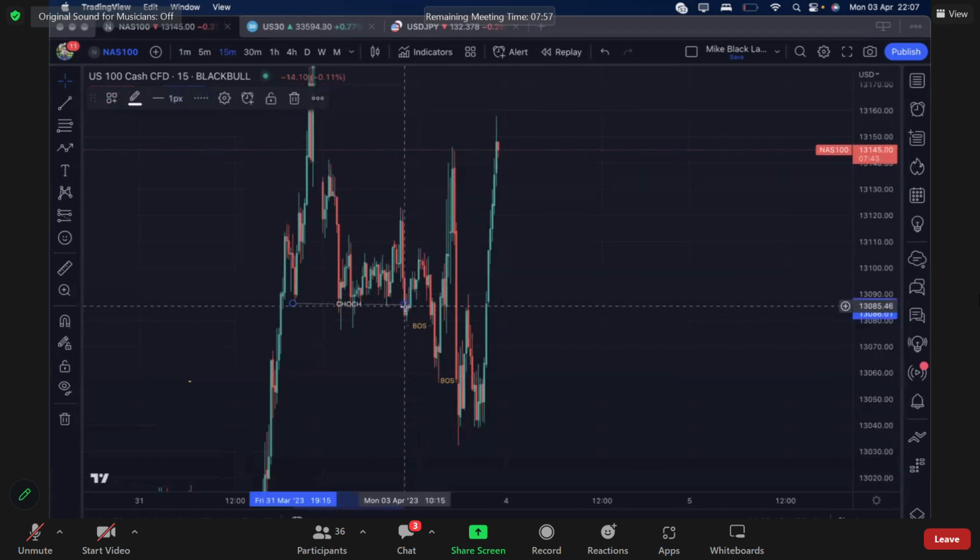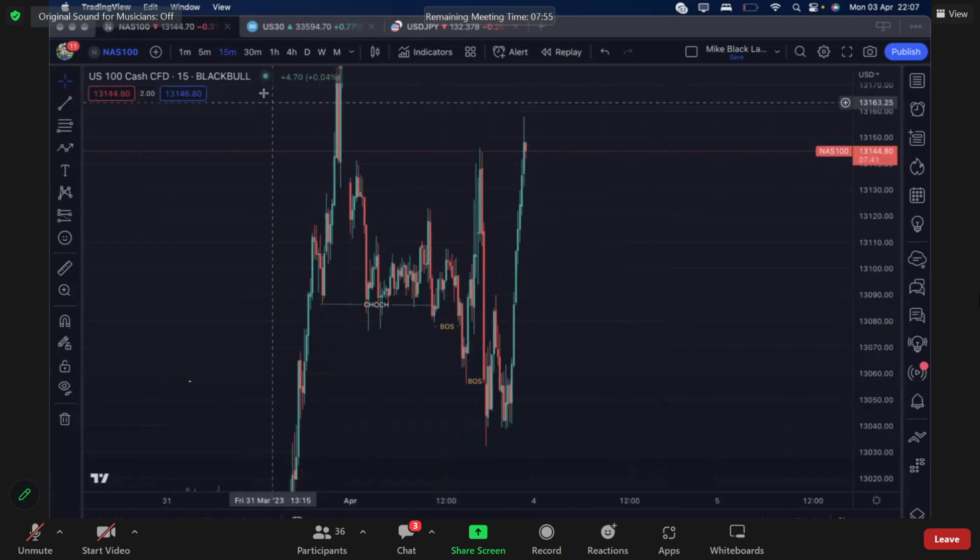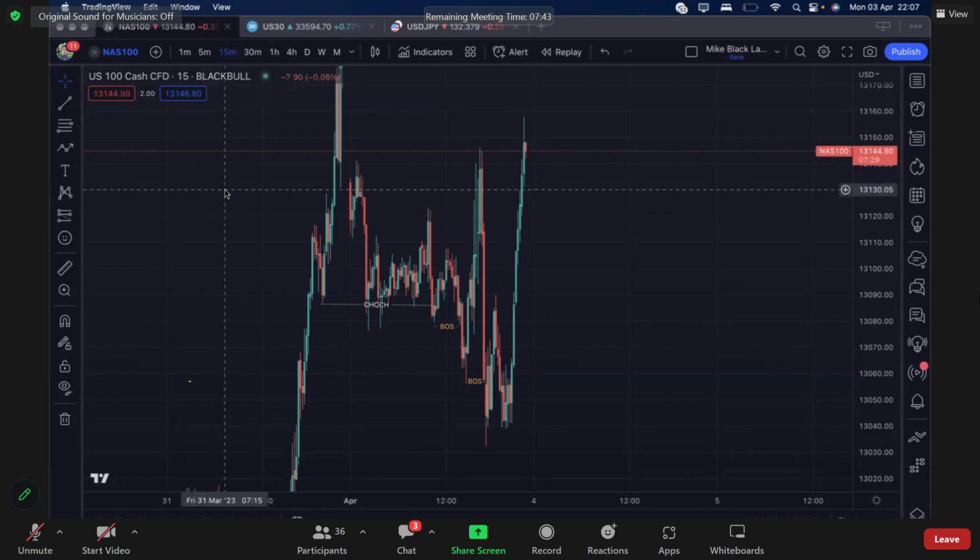And you still have change of character here. But I don't refine. So I do refine my breakers and stuff, but I don't refine much more than 1 hour on my breakers, and my order blocks 15 minutes.